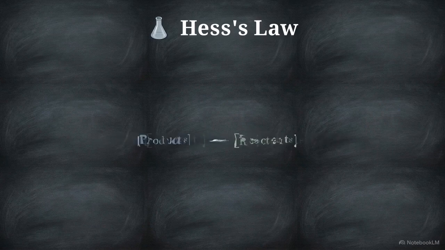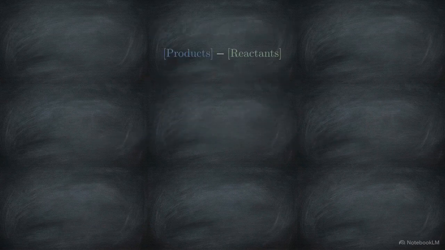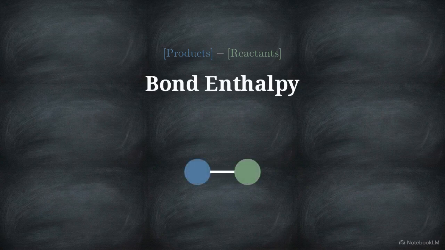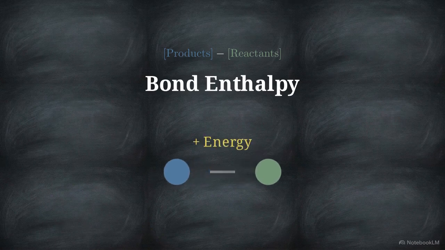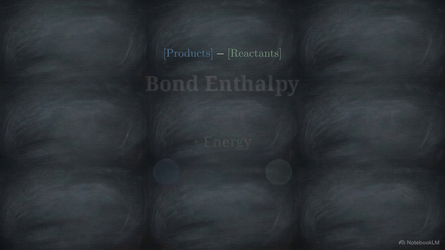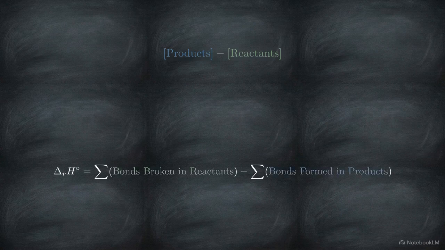But we can also calculate reaction enthalpy using bond energies, the energy required to break bonds in the gaseous state. Breaking bonds consumes energy, while forming bonds releases it. So here, the equation is the sum of bonds broken in the reactants minus the sum of bonds formed in the products. Pay close attention to the order of subtraction.